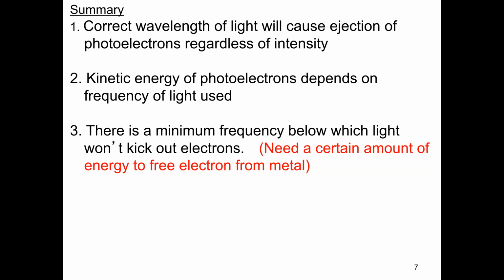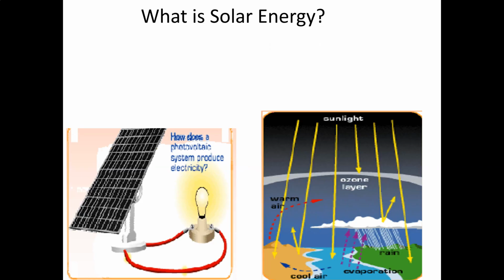There's a minimum frequency below which light won't kick out electrons, and that's once again your threshold frequency. Anything below that, nothing happens.